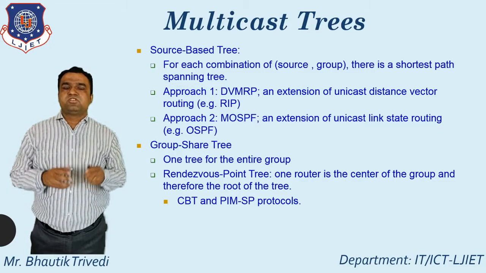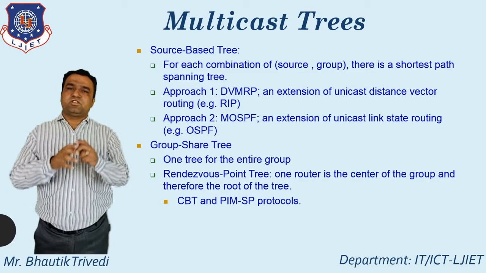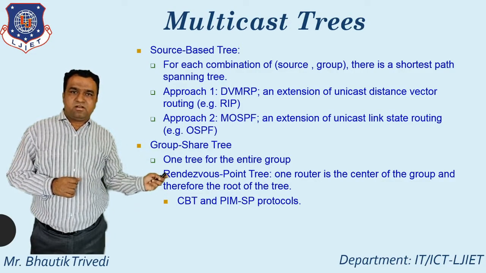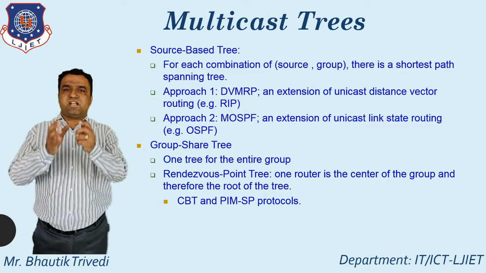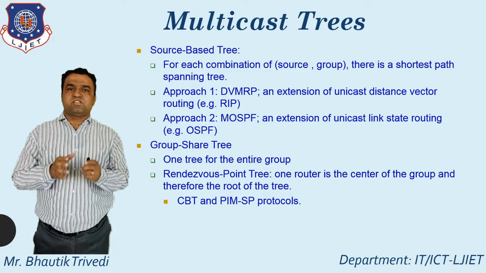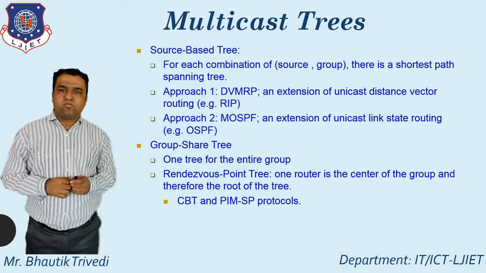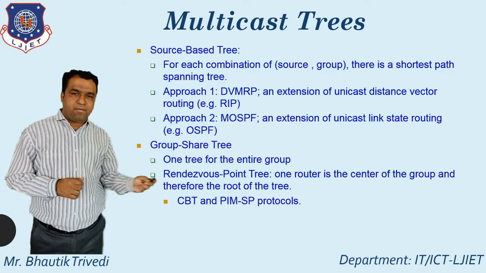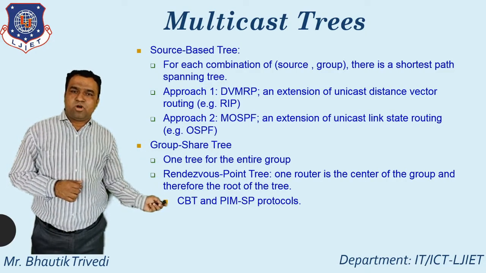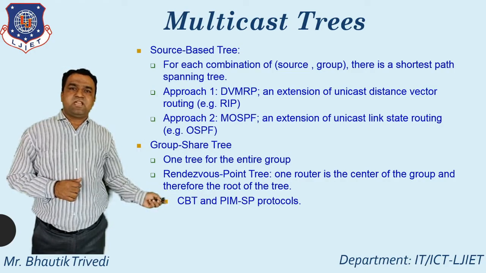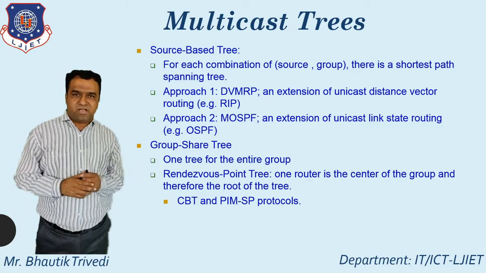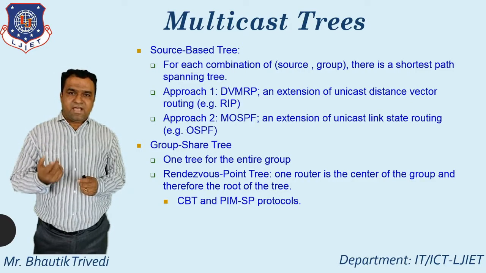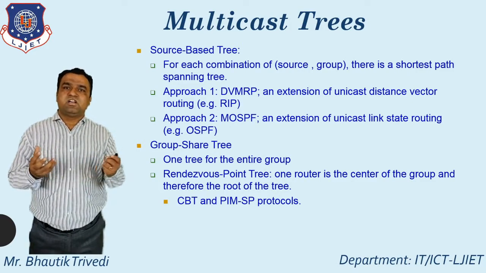Group shared tree. Group shared tree means you create one tree for the entire group. Then there is one point, one router, that is the center of the group, and that is known as the root of the tree. So mainly two protocols for that. One is CBT and the second one is PIM. CBT means core based tree, and PIM means protocol independent multicast. For PIM there are mainly two modes, D and S: D for dense and S for sparse.